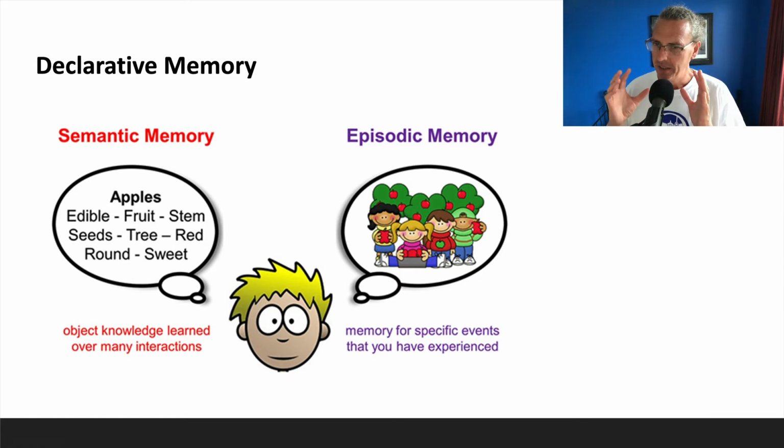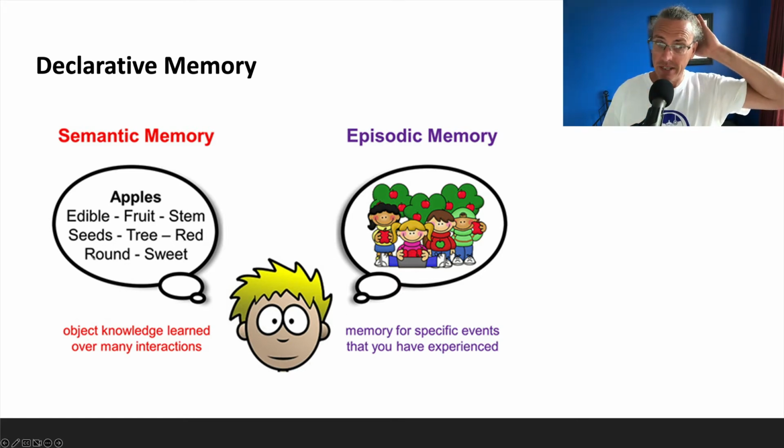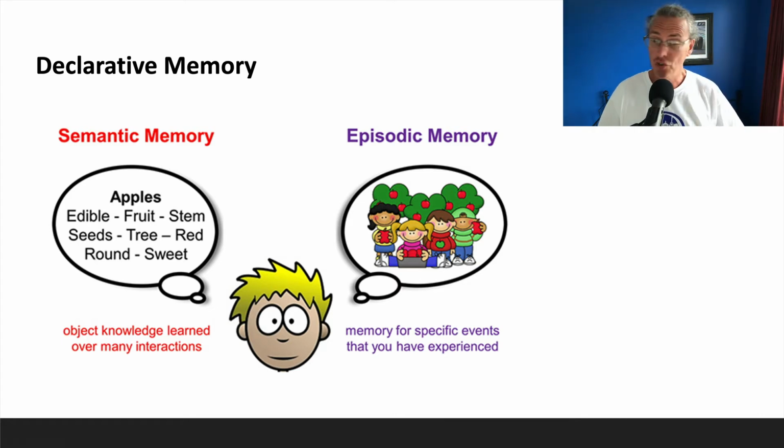Cool. Let's contrast that with semantic memory. So semantic memory is your memory about, it's just your knowledge, it's things that you know about the world, things you have learned through the course of your life. And so things like, about apples. This is some stuff you know about apples. They're edible, they're fruit, they have a stem, they have seeds, they grow on a tree, they're red, not always red, sometimes green, even yellow, tend to be roundish, sweet, etc.